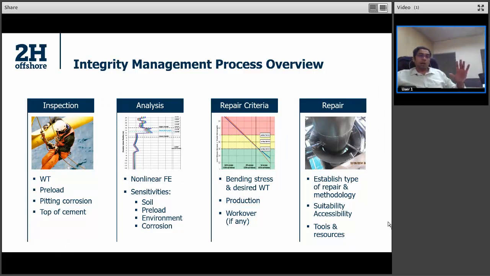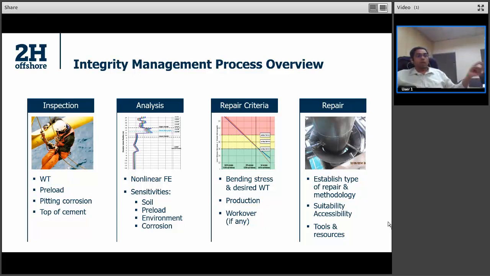We will approach it with a non-linear finite element method, in the sense that there are a lot of non-linearities in this particular system. You have conductor-to-soil interaction, which is non-linear in nature. You have conductors that are guided through the platform, so there are gaps between the conductors and the guides. That is a non-linear response as well. So you have to capture all of the non-linearities in the whole system.